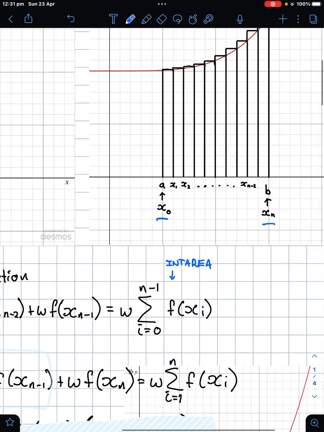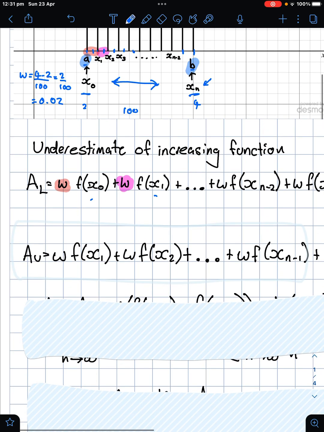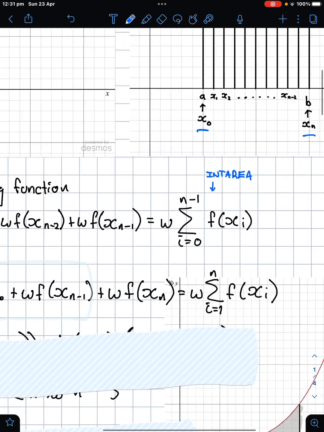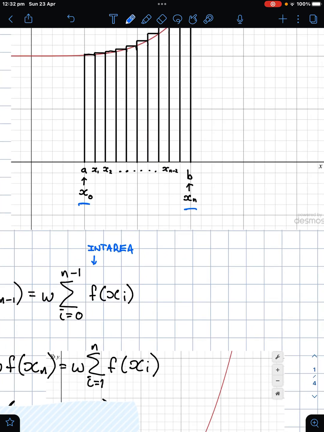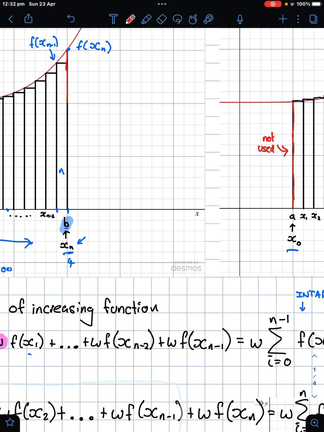So now we're going to go to the upper estimate. Now this one here, you'll notice our first term, we actually start at x1. So in this first one, we actually ignore this line. So I'll put maybe not used here, and this one here as well, just so we've got that in under.